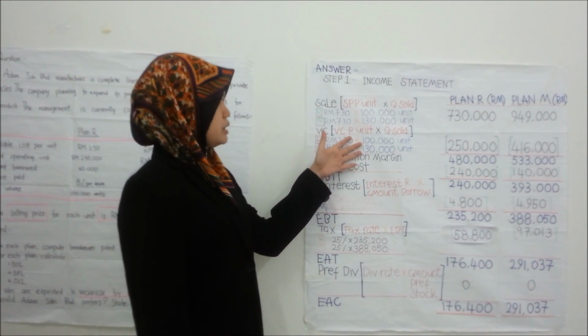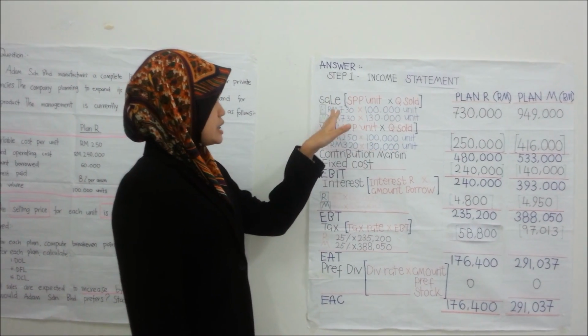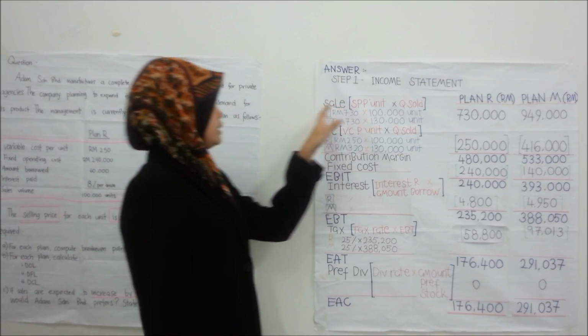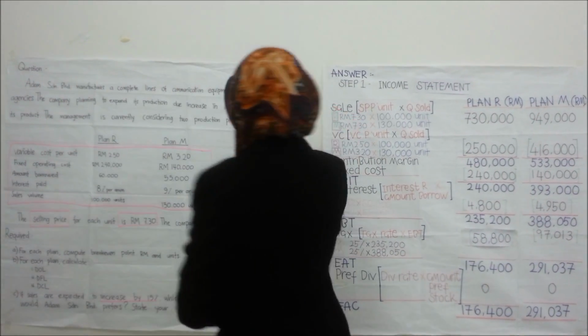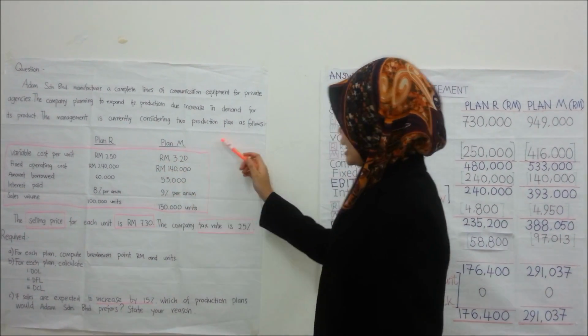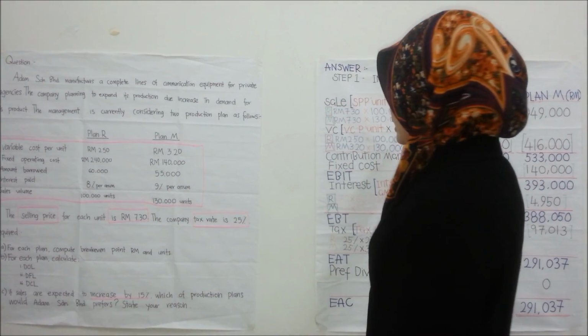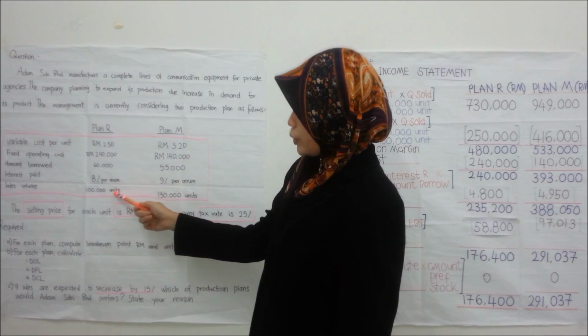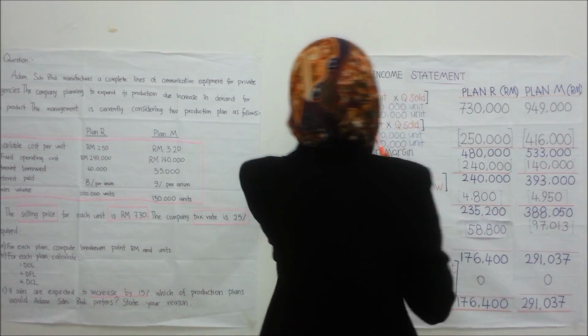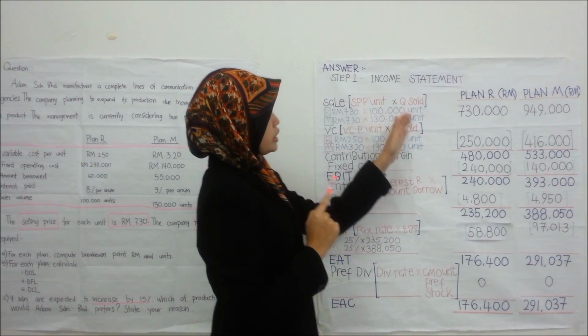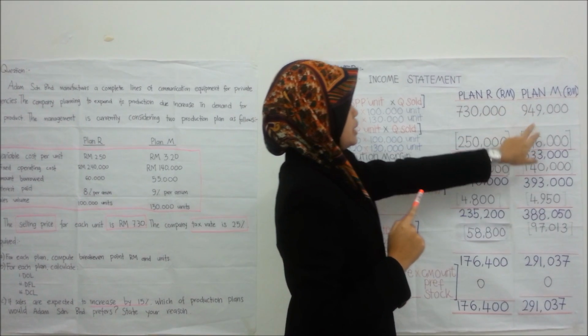To do the income statement, first you must do the sales. How to find the sales? From the plan, the selling price per unit is 7 ringgit and 30 cents times the sale volume, which is 100 units, and you can get the sales for the two plans, plan R and plan M.